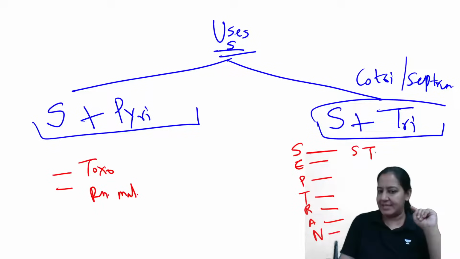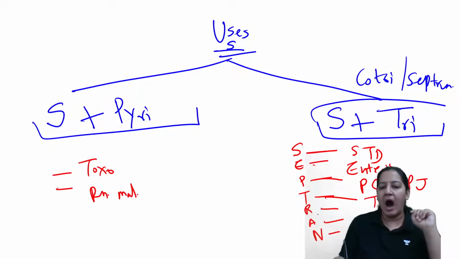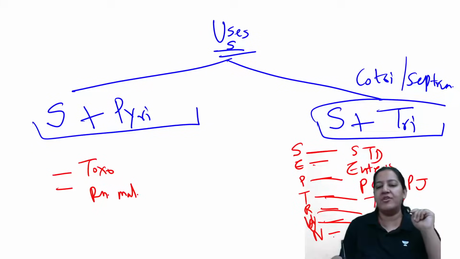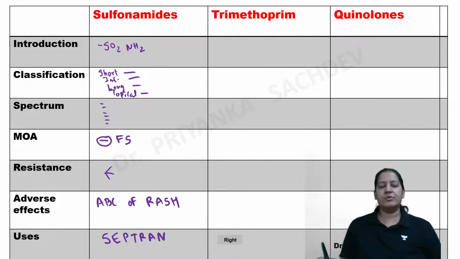S stands for STD. E stands for enteritis, that is diarrhea by gram-negative bacteria E. coli and Shigella. P stands for Pneumocystis carinii and Pneumocystis jirovecii. T stands for typhoid, by Salmonella. R for RTI, respiratory tract infection. A for UTI, make the A into U. It is UTI, acute UTI. You can say A for acute. N for Nocardia. Everyone give me a thumbs up. So I'm done with the uses also.